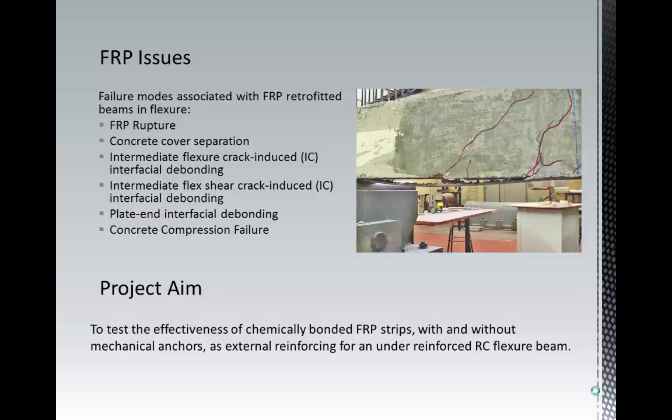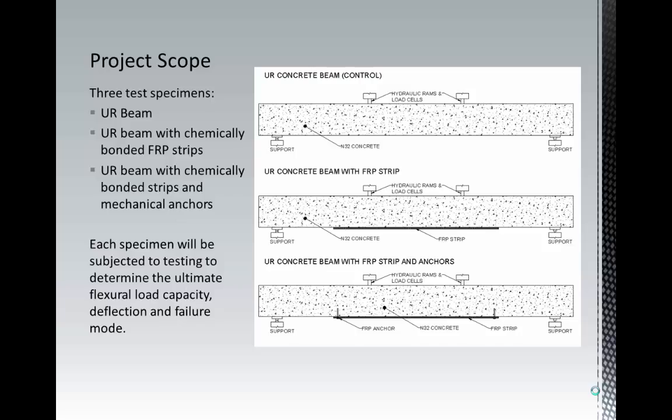The aim of this experimental investigation will be to test the effectiveness of chemically bonded FRP strips with and without mechanical anchors as external reinforcing for an under-reinforced concrete flexure beam. In the practical testing of this experimental investigation, there will be three different test specimens. The first is an under-reinforced concrete beam which has no additional external reinforcing and is therefore the control specimen.